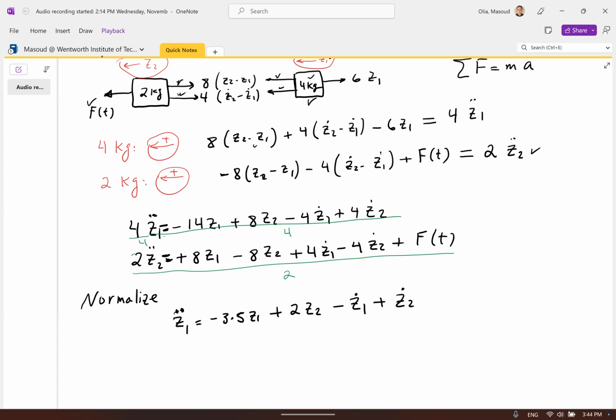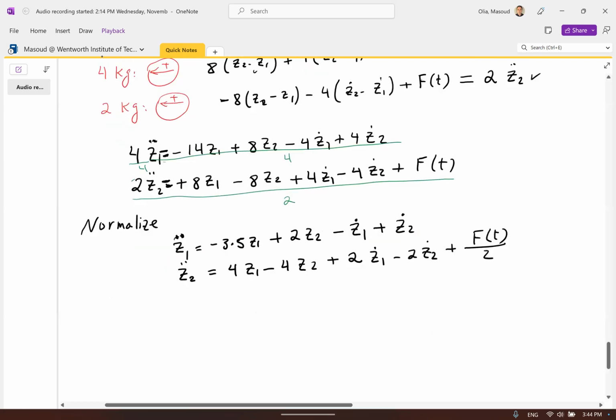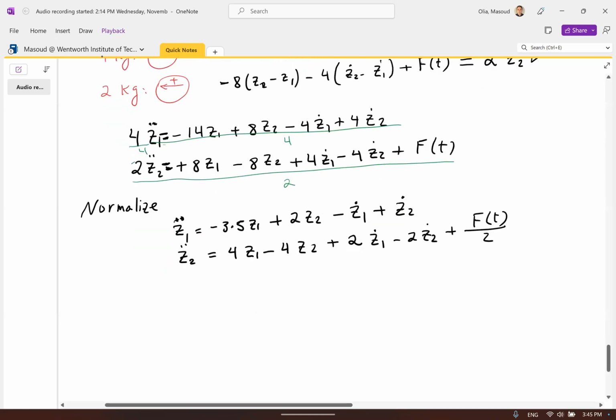Second equation, similarly, dividing by 2, we get Z double dot 2 equal 4 Z1 minus 4 Z2 plus 2 Z dot 1, minus 2 Z dot 2. And since we're dividing everything by 2, that would be f of t divided by 2. Again, f of t could be anything, some forcing function.